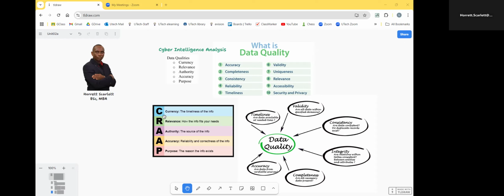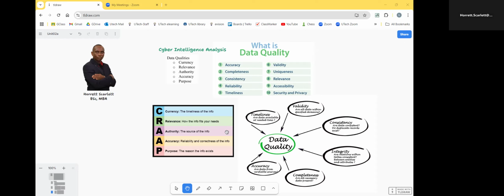Well, if the data is current, then it means that it is timely. So we have the data whenever we need to use the data. And the second thing here is relevance. So how well does the data meet our needs? Can we make use of the data? So it not only has to be timely, but it also has to be relevant.